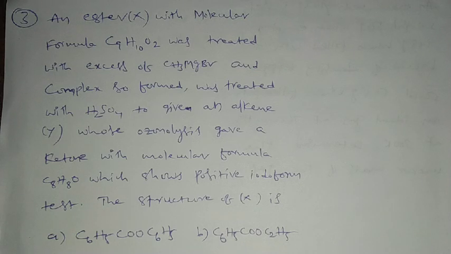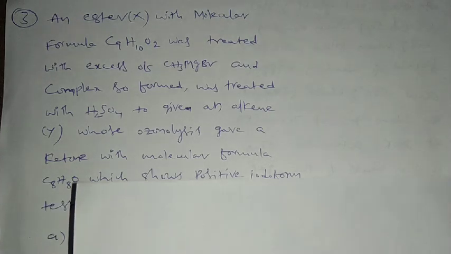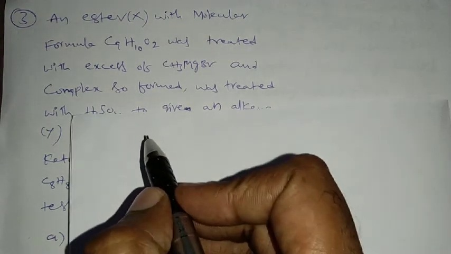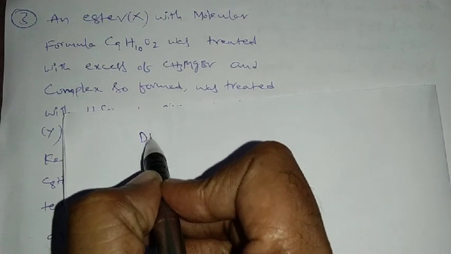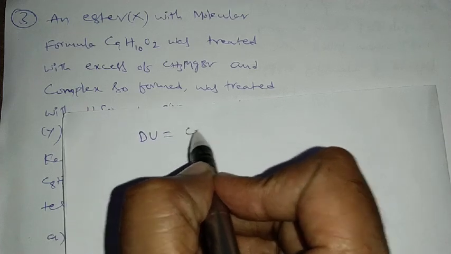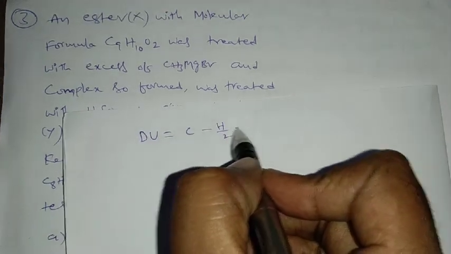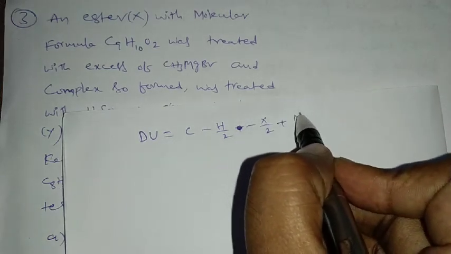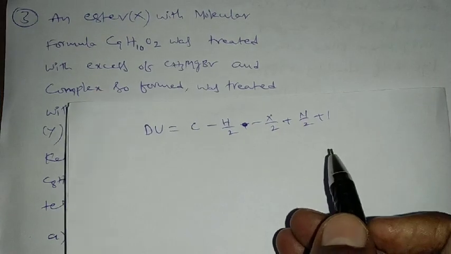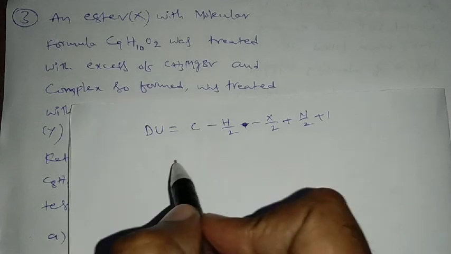So they only said that X is an ester with molecular formula C9H10O2. So which ester, we don't know. So as per the given formula, first identify DU, the degree of unsaturation. Degree of unsaturation is equal to C minus H by 2 minus X by 2 plus N by 2 plus 1. This is the formula.